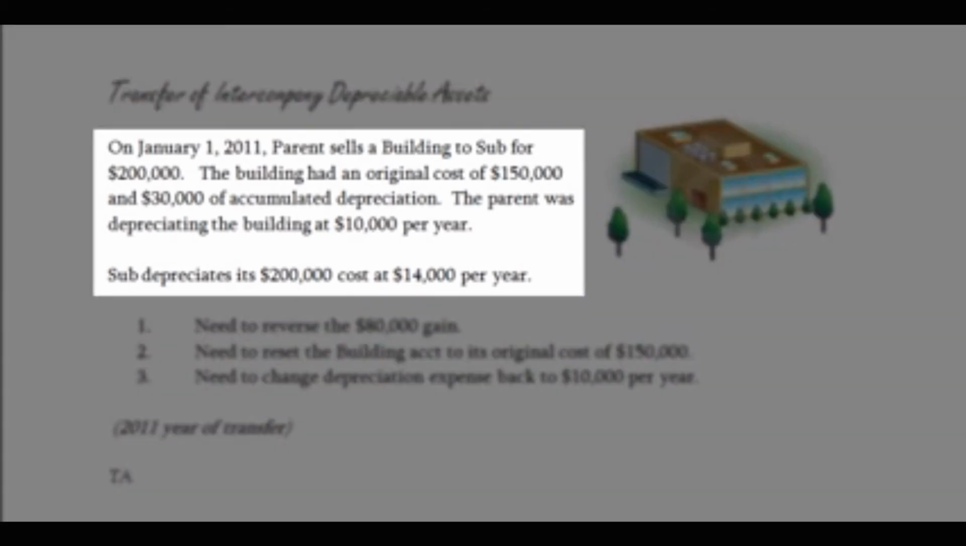So let's look at the simple example I've set up. On the first day of 2011, parent sells a building to sub for $200,000. The building had an original cost of $150,000, and so far the parent has done $30,000 of depreciation as of January 1st. The parent was depreciating the building at $10,000 per year up to that point. So the new company, the sub, buys the building for $200,000. Because of that, it's going to do a higher depreciation rate. So for simplicity, let's assume it's doing $14,000 per year.